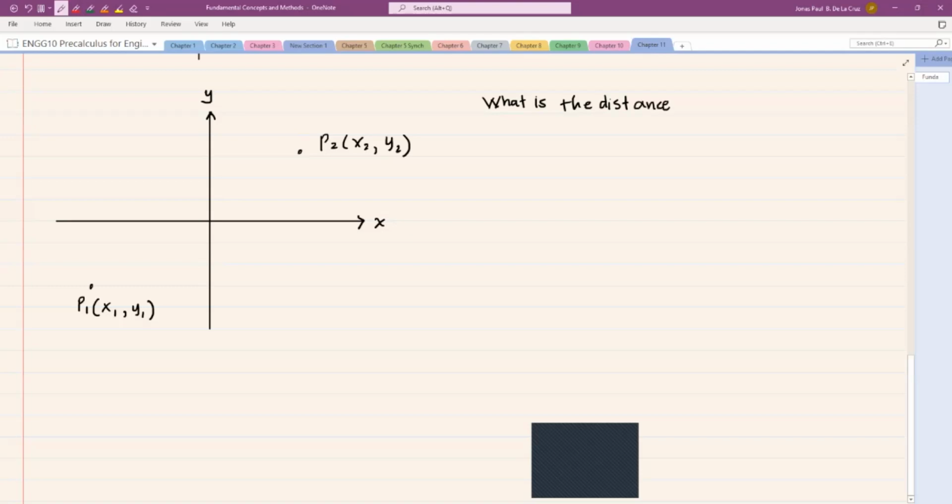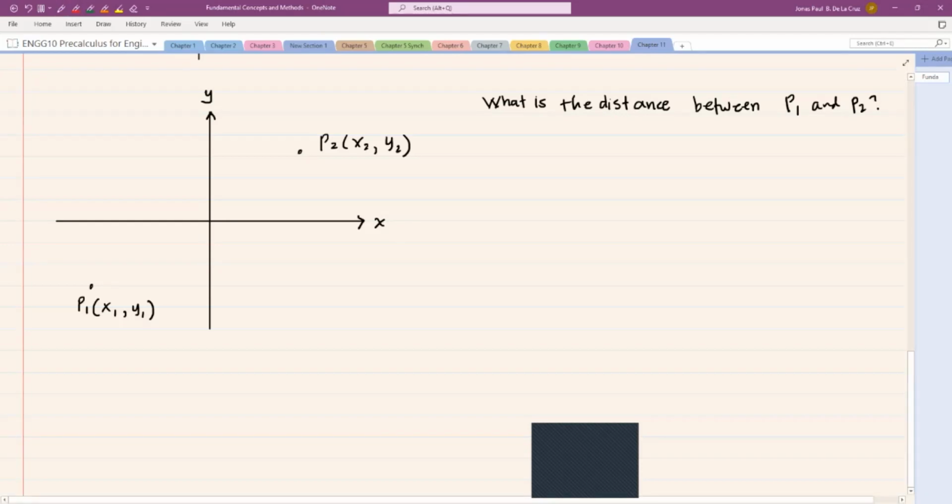Kanina sa number line, madali lang, di ba? We just subtract the coordinates doon sa number line para makuha yung distance between any 2 points. Ngayon, if in the Cartesian coordinate system, how do we solve for the distance between 2 points? Okay, between P1 and P2. So what is the distance between P1 and P2?